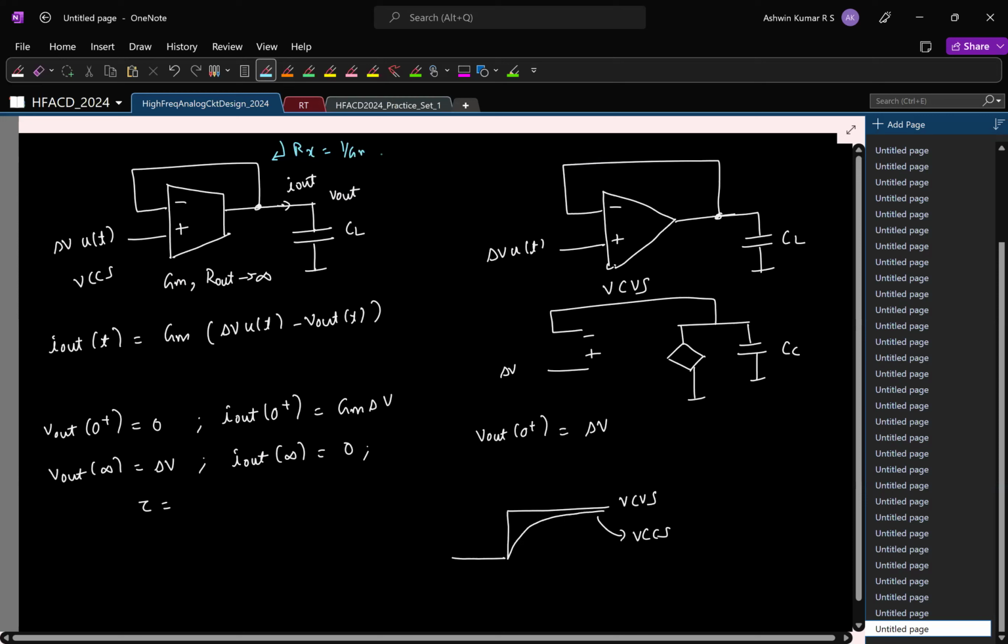Just 1 by gm. Again, remember that this is identical to this scenario. If you take a transistor, connect its gate and drain, I'm sure everyone remembers this impedance is 1 by gm. It is the same old, right? This is minus terminal, plus terminal for the OTA. So the time constant was computed as this.